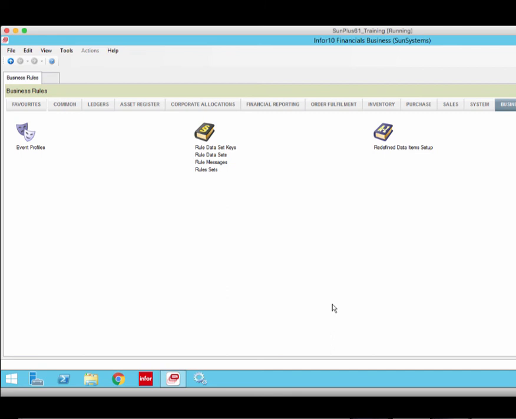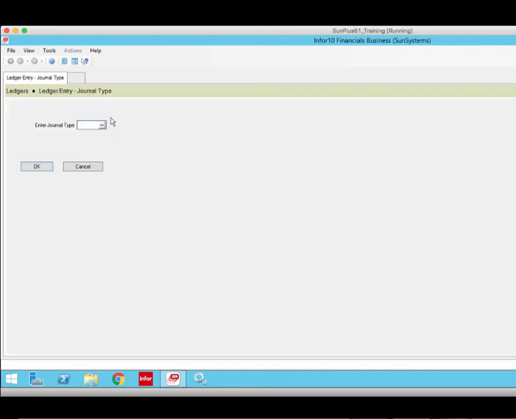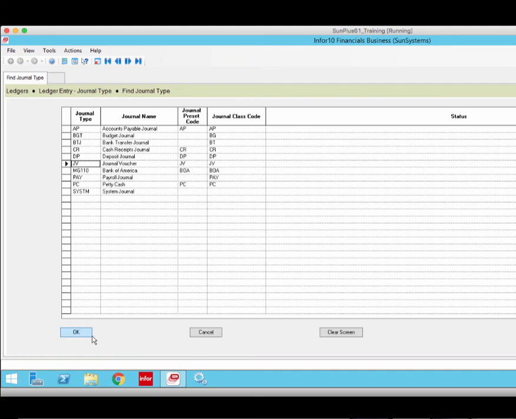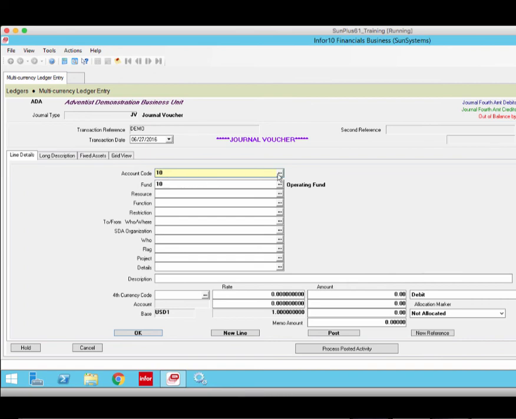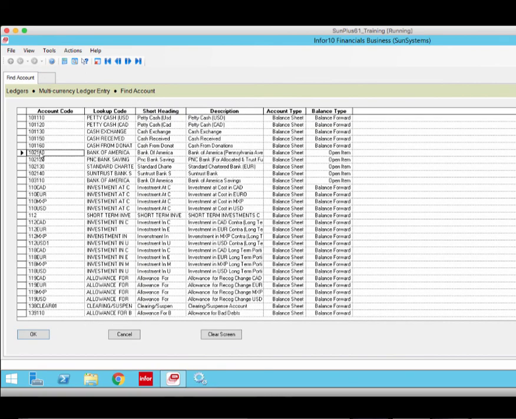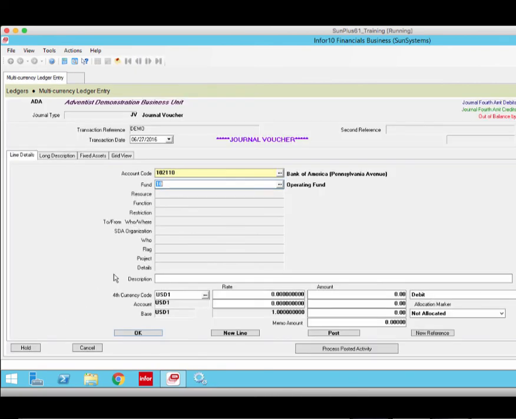In this section, we want to test our business rule. We're going to run two tests. The first one is less exciting, and that is the test that it doesn't work when it is not supposed to work. We'll go to ledger entry. It's not a real exciting test, and we'll do a JV, and we'll do OK, and we'll do demo here, and we're going to pull up the cash account, for example. This is the Bank of America account, one of my favorites here, and we put in a $1,000 entry.